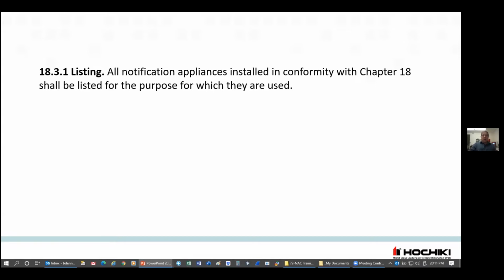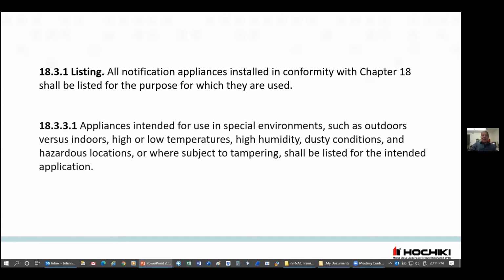And so the notification appliances must be listed for the purpose. If they are going to be used in a special environment, maybe outdoors or in a high temperature or a dusty condition or something like that, they must be listed for that special application as well. Okay, so the listings are very important when it comes to selecting the notification appliances that we want to use for our project.